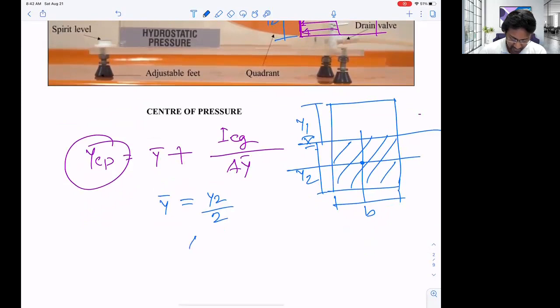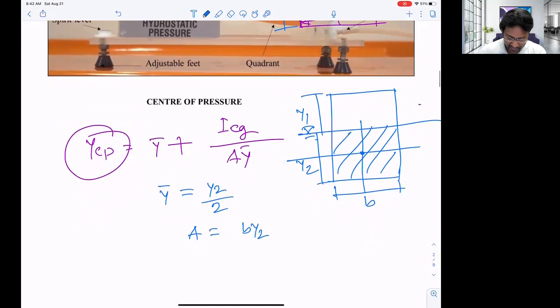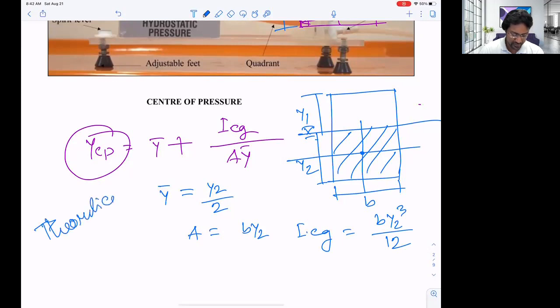And what will be a? It will be b y2. What will be I CZ? It will be b y2 cubed over 12. So now if it is partially submerged, we can use this form. If it is fully submerged, we can use the full section to calculate YCP theoretically. Okay. Theoretically, we can determine it this way. So that is the theoretical determination of the center of pressure.